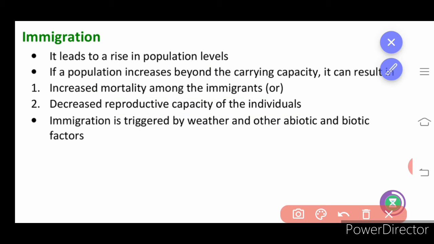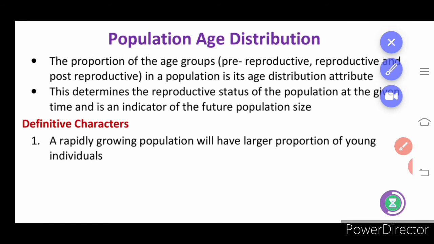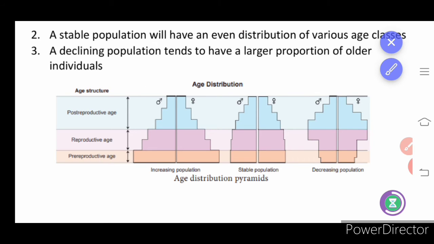Next we will learn about population age distribution: the proportion of the age groups, pre-reproductive, reproductive and post-reproductive. This determines the reproductive status of the population. A rapidly growing population will have a larger proportion of young individuals. A stable population will have an even distribution of various age classes. A declining population tends to have a large proportion of older individuals.